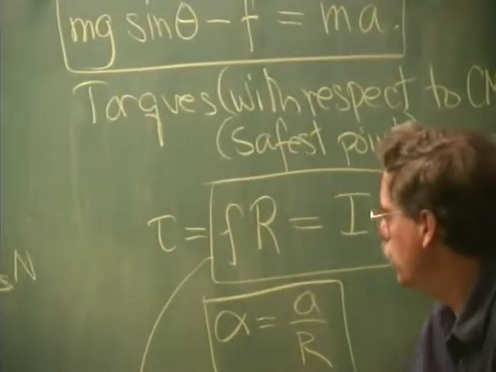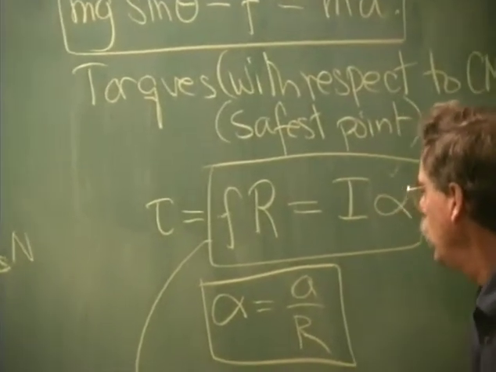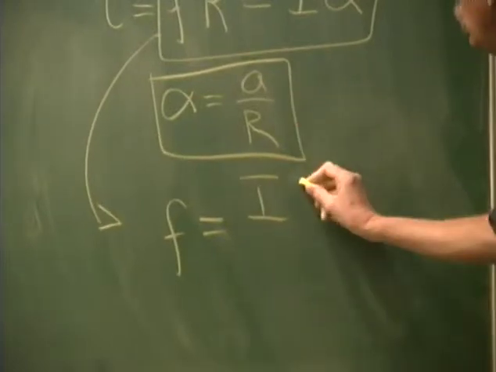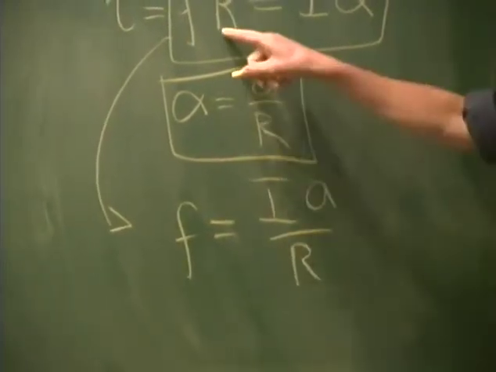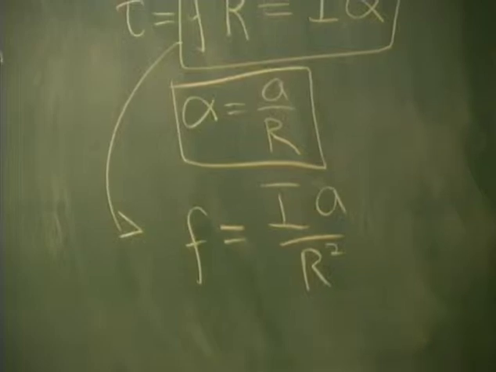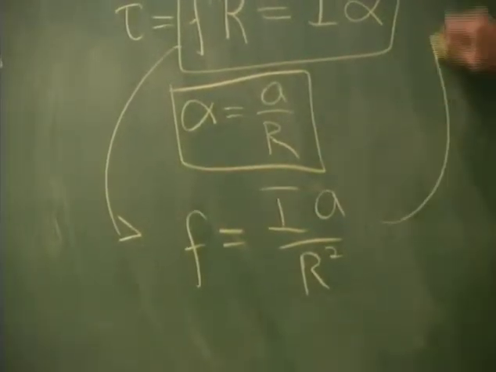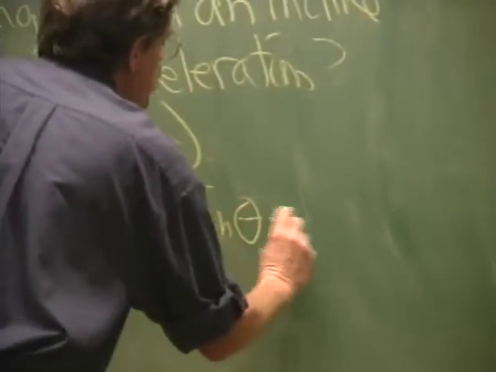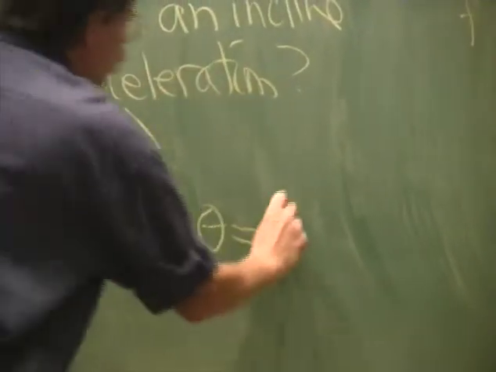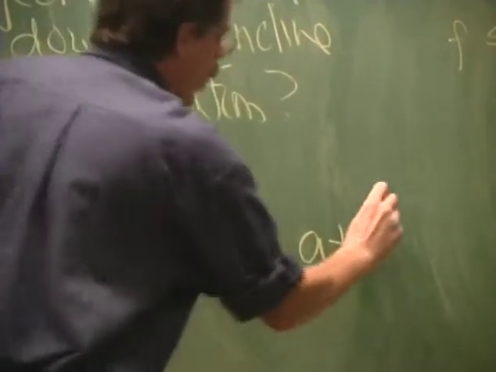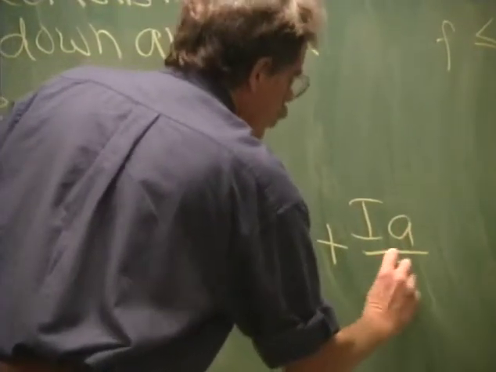Okay, now let's put them together. I might as well work with this formula here. F is equal to, dividing through by R, I times alpha, which is A over R, and we're going to divide through by the R, so it's IA over R squared. Take that up here and stuff it into the linear equation, and I get mg sine of theta is equal to, pulling the frictional force over to the other side, ma plus IA over R squared.